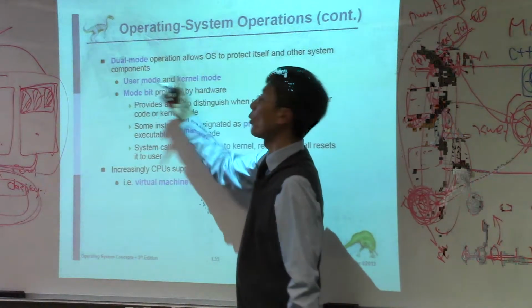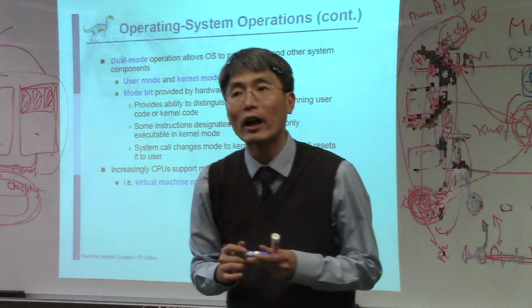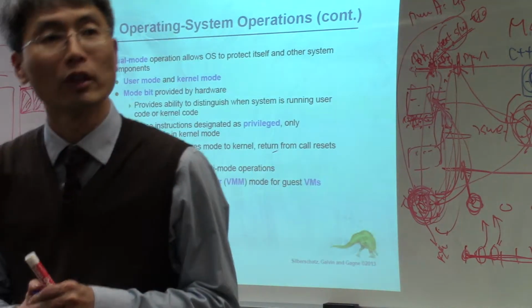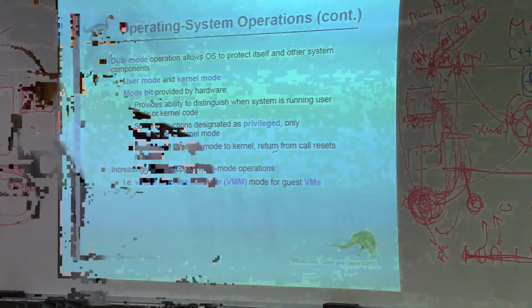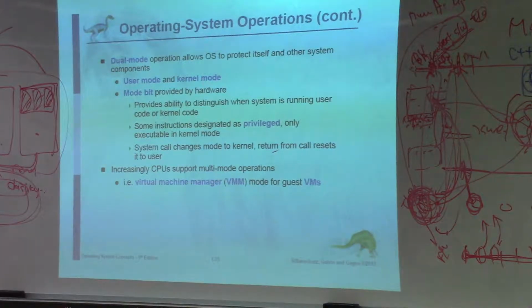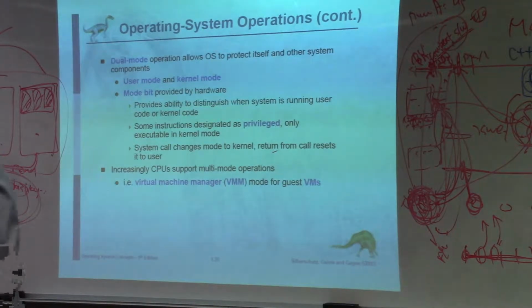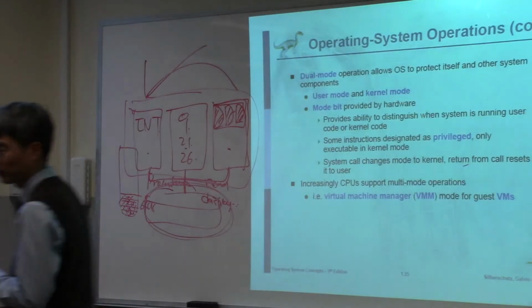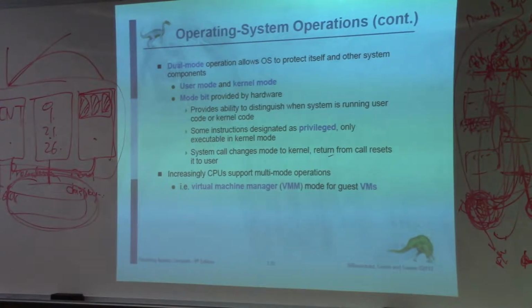So there are two modes. One is user mode. Another one is kernel mode. During the kernel mode, the operating system will process the system function, for security reasons and some safety. That is the user mode and the kernel mode.